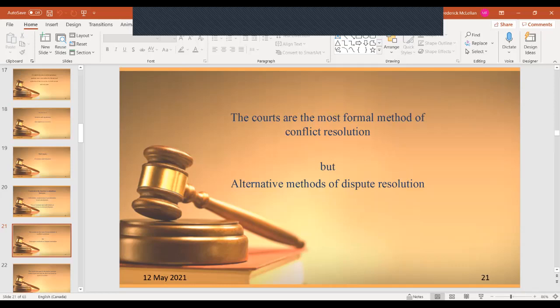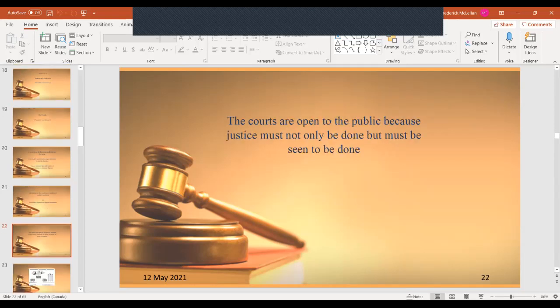There are also alternate methods of dispute resolution, which have grown over the course of the last 25, 30 years, that are really important to pay attention to because they're alternatives to court. Things like mediation and arbitration, those are very important ADR ways to have disputes resolved without going to courts. Okay, the courts are open to the public because justice, and I'm sure you've heard this saying before, must not only be done, but must be seen to be done. So virtually every court process that takes place, all the way from the smallest small claims court case in Sault Ste.